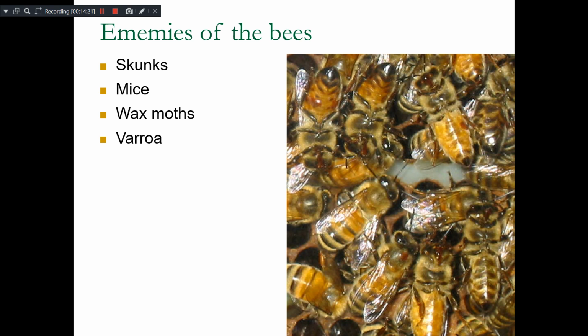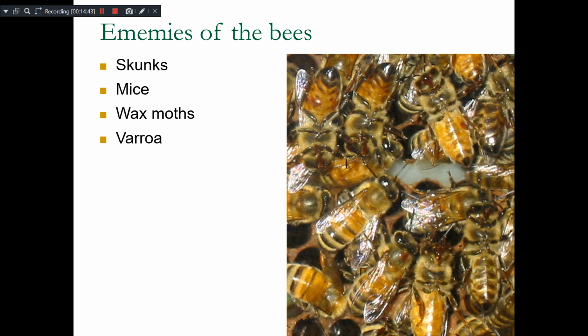That is another major problem for honeybees. A lot of these bees are eaten by skunks, so you have to take care. And then the mice, it's a major problem. Rats and mice are the major problem. They harm the colony in two ways.